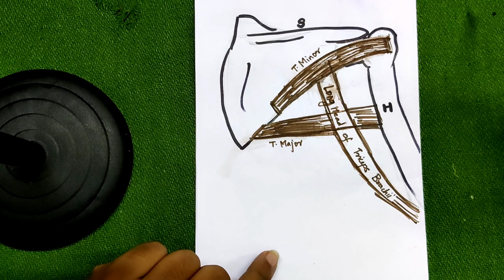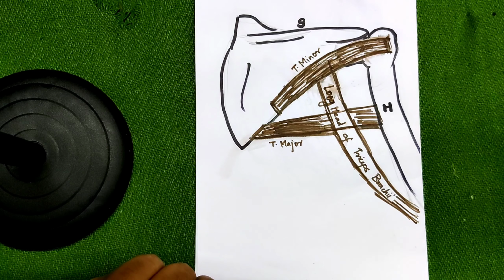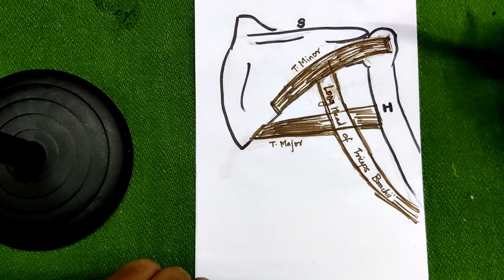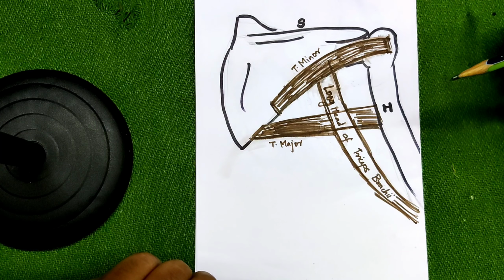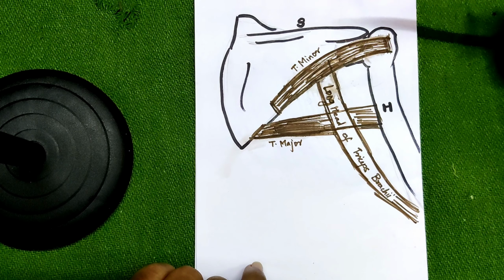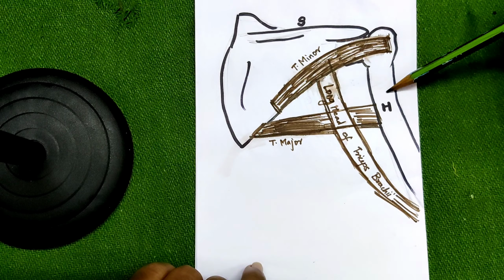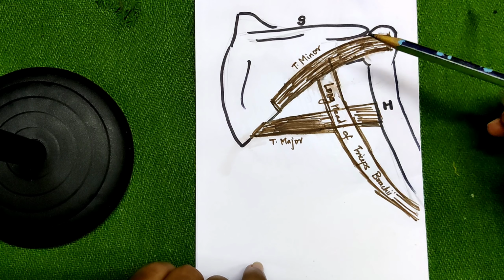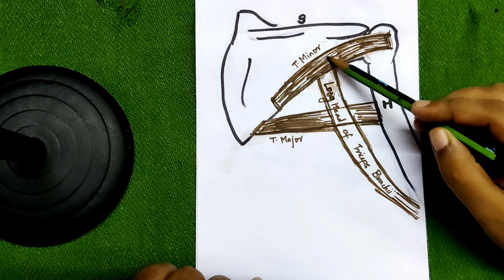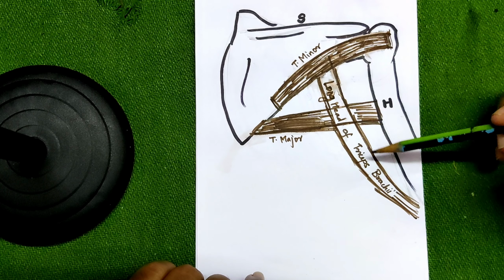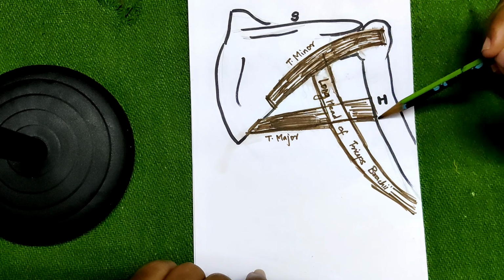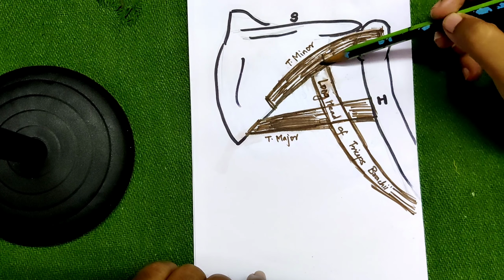So the topic today I'm going to take is the intermuscular spaces. Intermuscular space is one of the most important questions that can be asked for short answers in the upper limb. So let's see. Intermuscular spaces occur between the scapula and the humerus. So it is bound by three muscles. The three muscles are teres minor, teres major, and long head of triceps brachii. You can see teres minor, teres major, long head of triceps brachii.